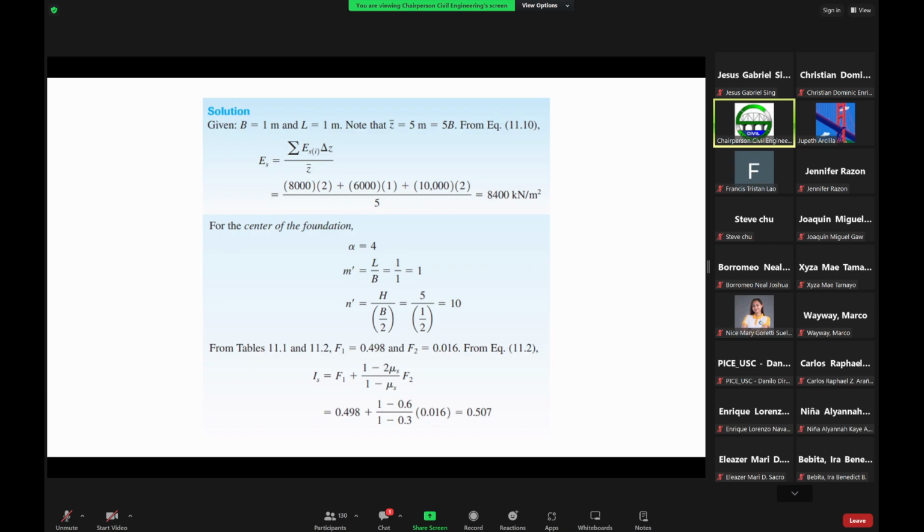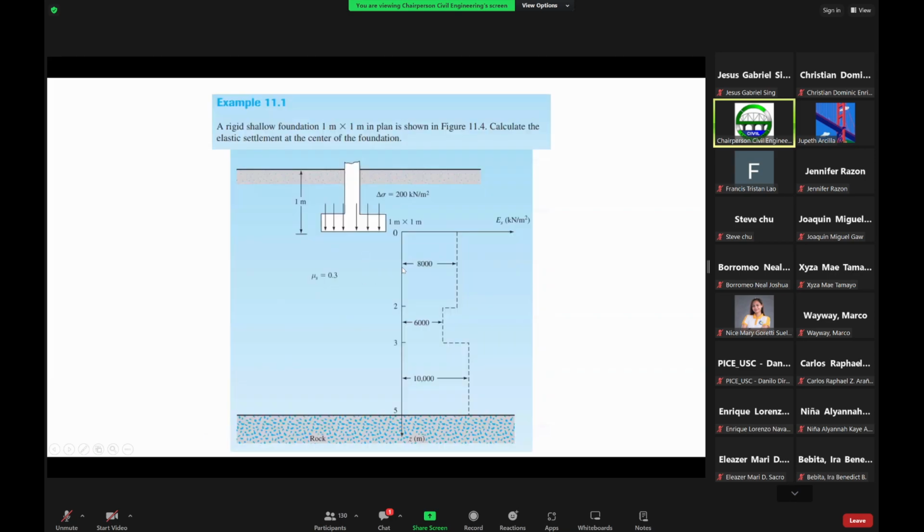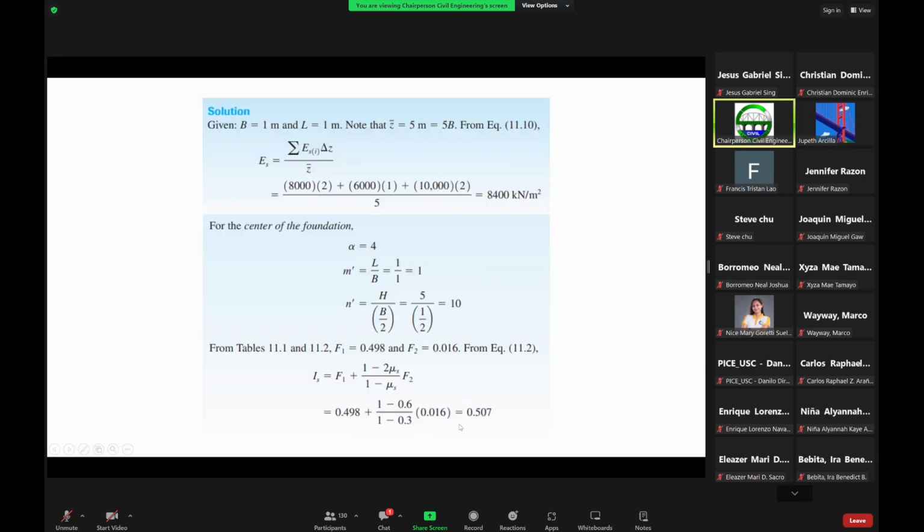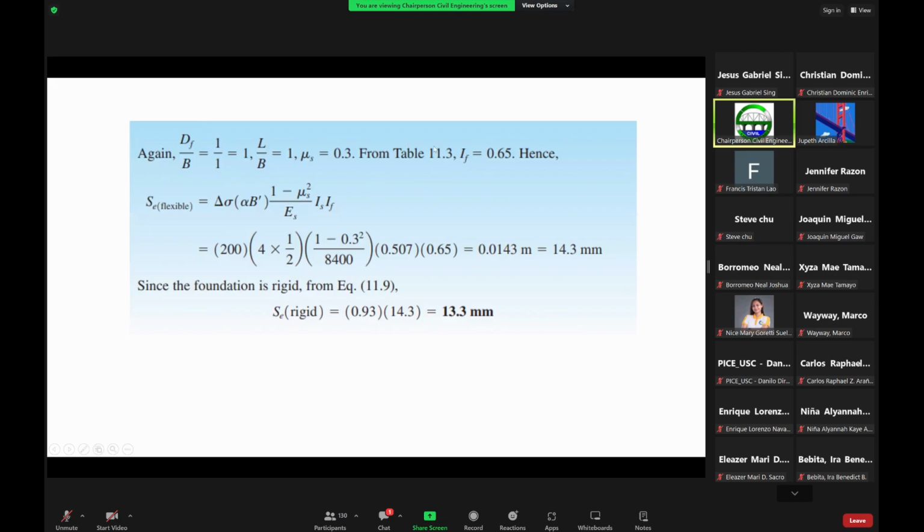We also know the Poisson's ratio that is given, so we can compute the shape factor, which is 0.507. Then from table 11.3, we can get the depth factor, wherein the ratio of the embedment depth, d sub f, over the width of the foundation is 1 over 1, equal to 1. L over B, the length over the width, is equal to 1, and Poisson's ratio is equal to 0.3. Take note, that's 1 and 1 and 0.3. So the value is 0.65.